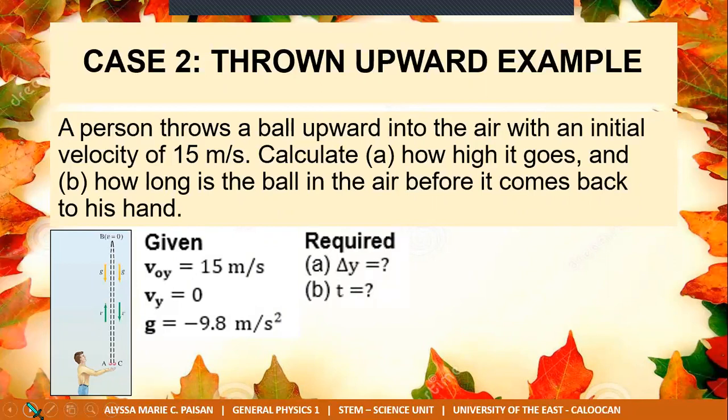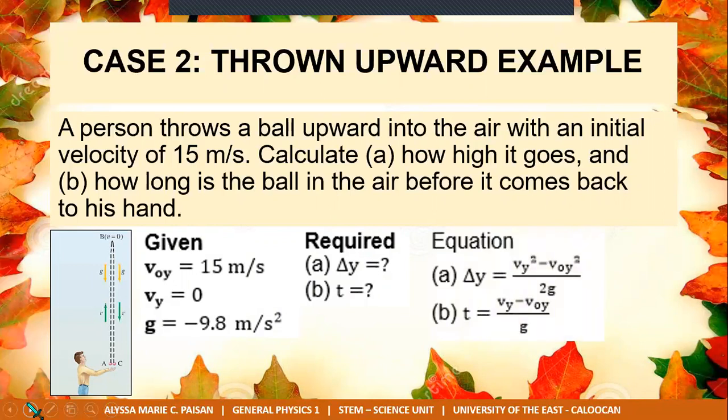And we have two things to find out. That's the delta y, kasi how high it goes. It means its displacement, no? And then letter B, the time. How long is the ball in the air before it comes back to his hand?